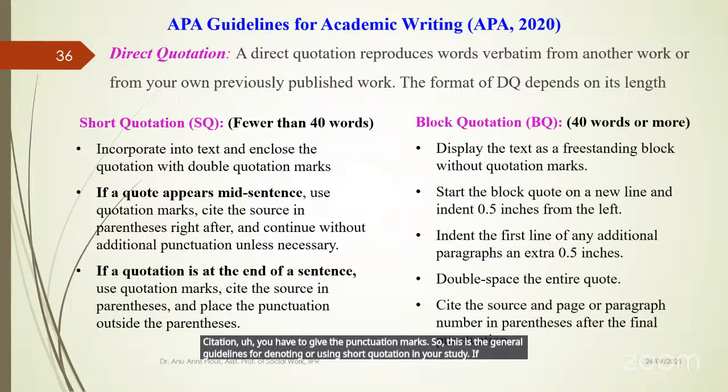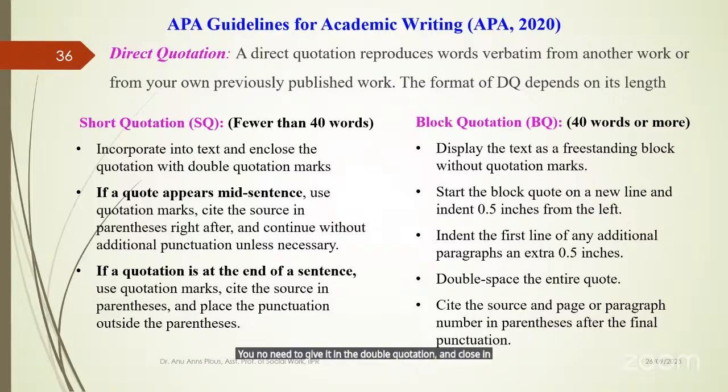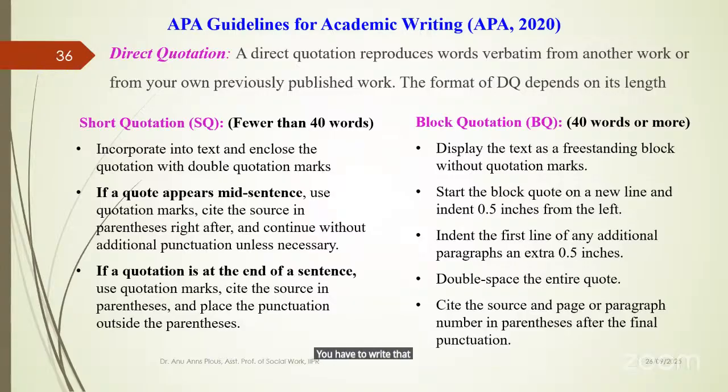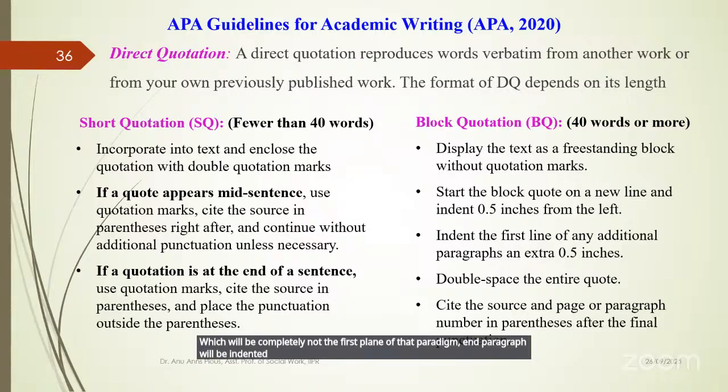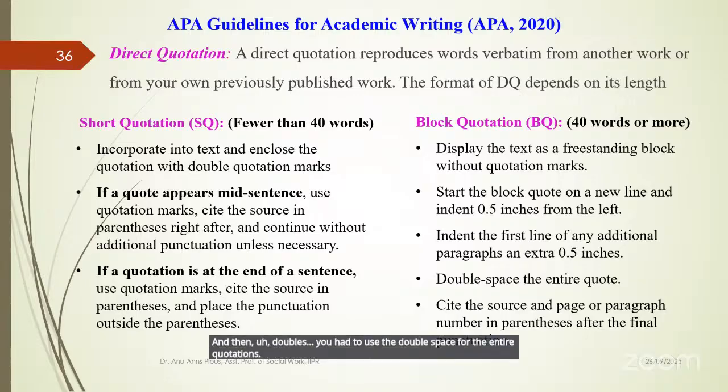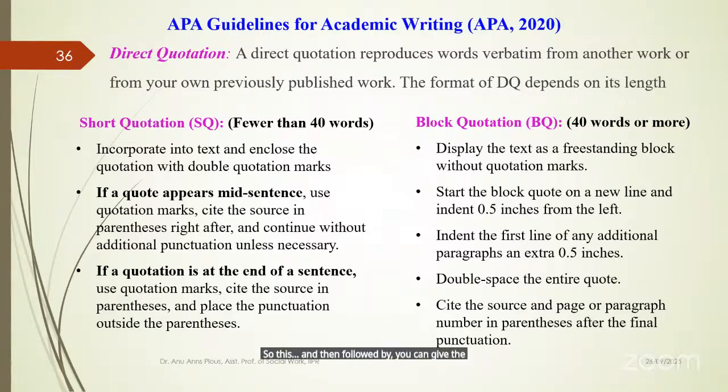If it is a block quotation, you need not enclose it in double quotation marks. Instead, you have to write the entire quotation in a separate paragraph, where the entire paragraph, not just the first line, is indented an additional 0.5 inch from the left side. Then you have to use double spacing for the entire quotation, followed by the citation details.